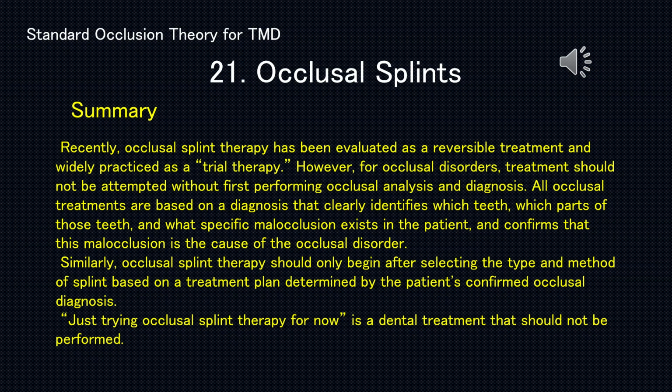Similarly, occlusal splint therapy should only begin after selecting the type and method of splint based on a treatment plan determined by the patient's confirmed occlusal diagnosis. Just trying occlusal splint therapy for now is a dental treatment that should not be performed.